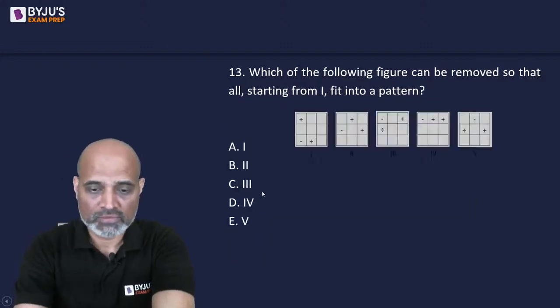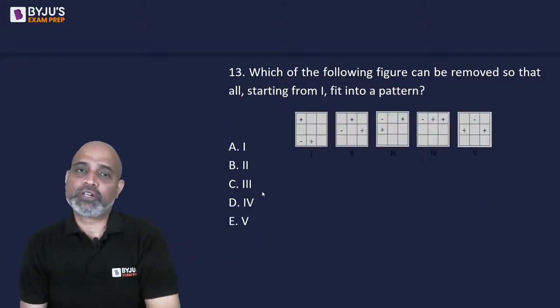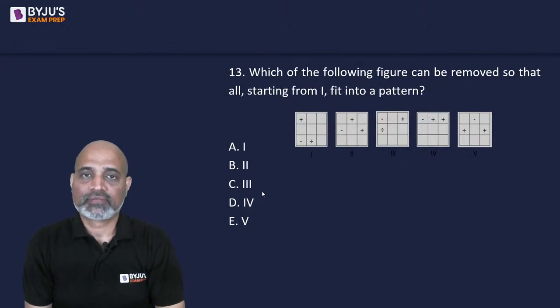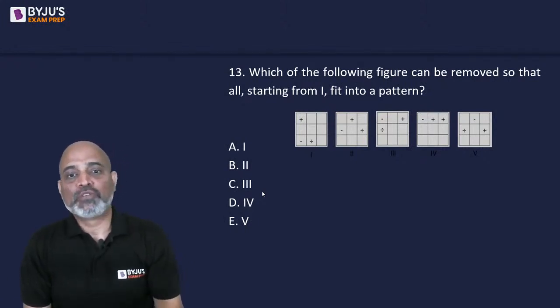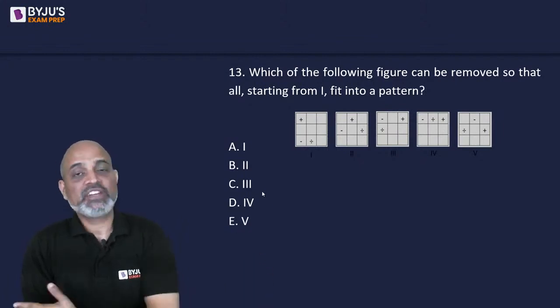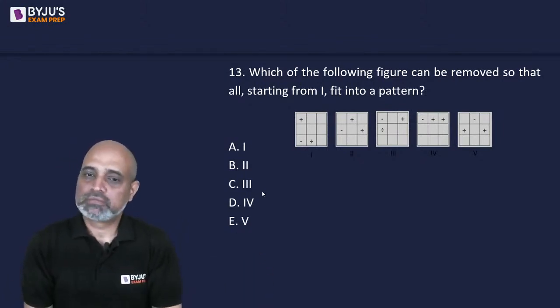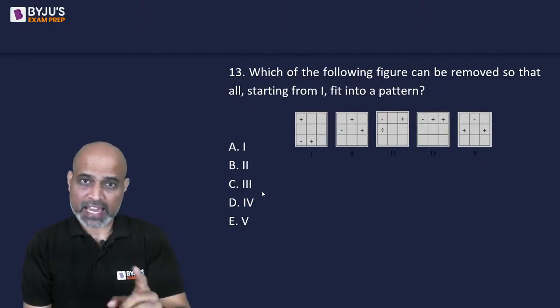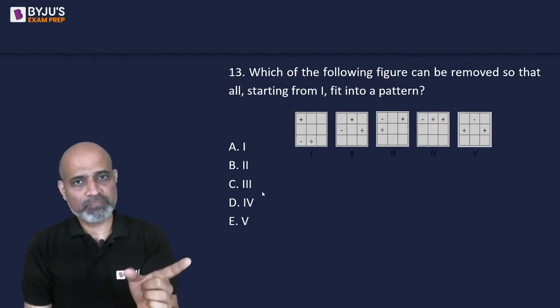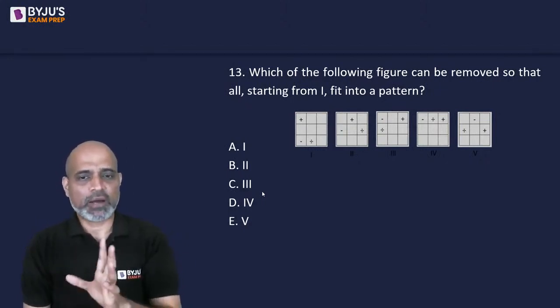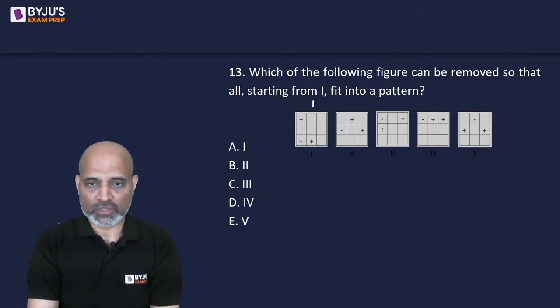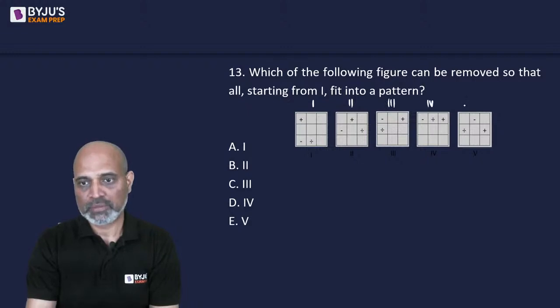C is the answer. ठीक है, I'll go back to question number 2. Which of the following figures can be removed so that the remaining figures fall in a pattern? So there are 5 figures, right? एक किसको हटा दे कि बाकी चारों आपको पैटर्न में बन जाएंगे. So this is figure number 1, 2, 3, figure number 4 and figure number 5.